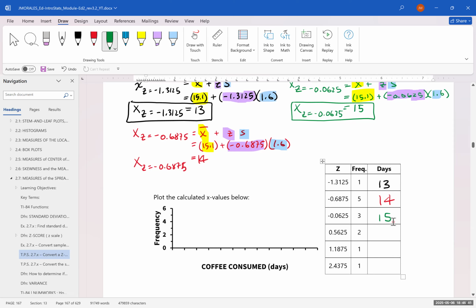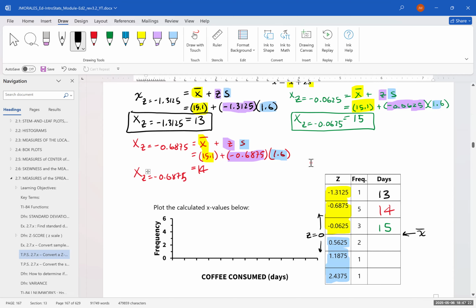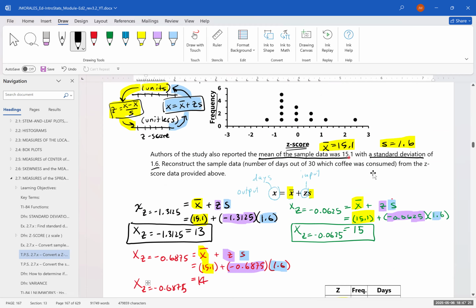Let's see if this is making sense so far. Notice that these z values are negative, and these z values are positive. Right here in the middle is where our z-score of 0 is. Below it we have negative values, above it we have positive values. That means right at this point is where our sample mean should be. And what was our sample mean? It was 15.1.